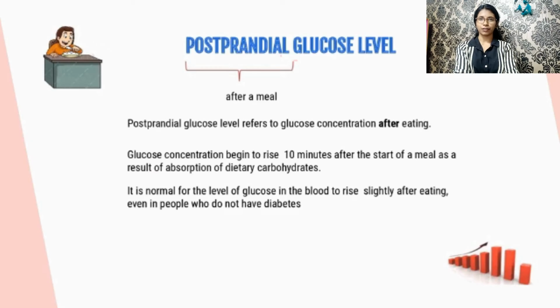Postprandial glucose level. Basically, the word postprandial means after a meal. Therefore, postprandial glucose level refers to glucose concentration after eating. The glucose concentration begins to rise 10 minutes after the start of a meal as a result of absorption of dietary carbohydrates. It is normal for the blood glucose level to rise slightly after eating, even in non-diabetic people.